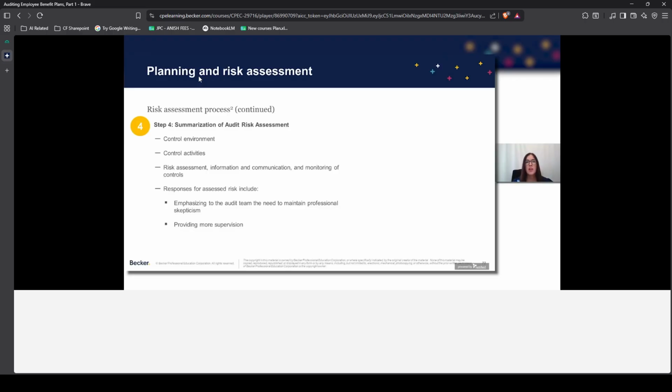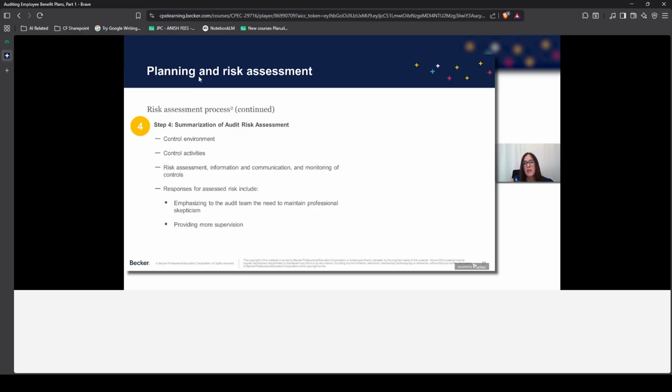With this understanding of the entity and its environment and internal controls and your brainstorming session, now you're summarizing all of these items because it's step 1 where you're trying to identify the risk. And this is the risk in all of these areas that we've talked about: the control environment, the specific control activities themselves, the plan sponsor's risk assessment, information communication, and monitoring. Because once we have these risks identified, we move on to step 2, which would be to assess the risk. And once we then assess the risk at high, medium, or low, then we're going to respond to that risk.